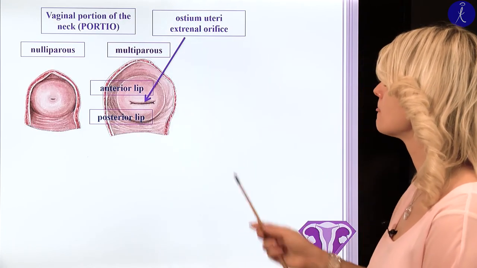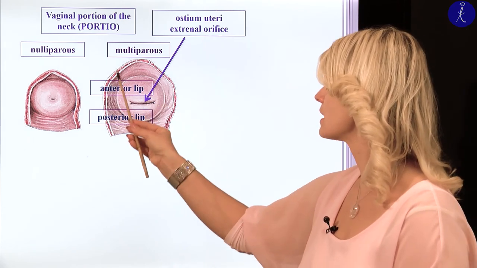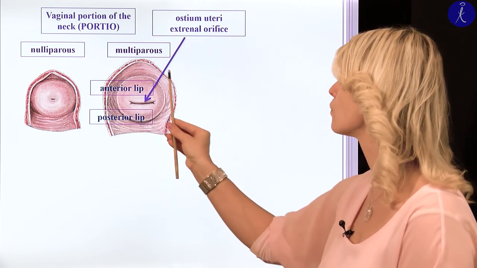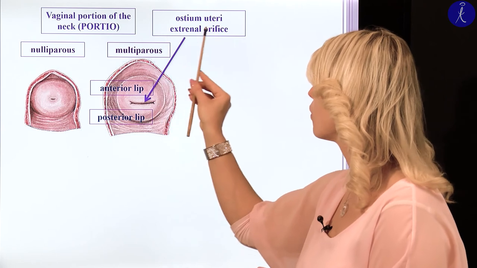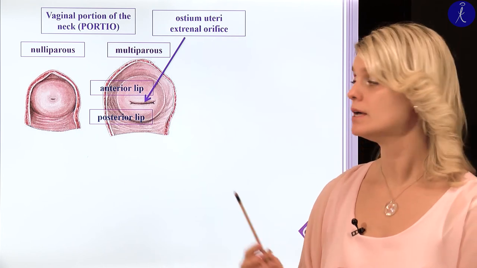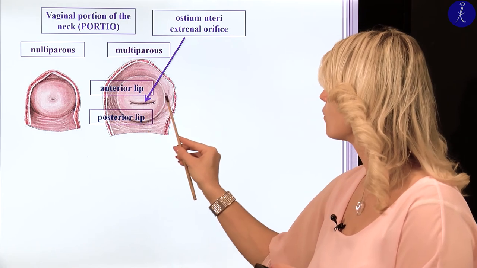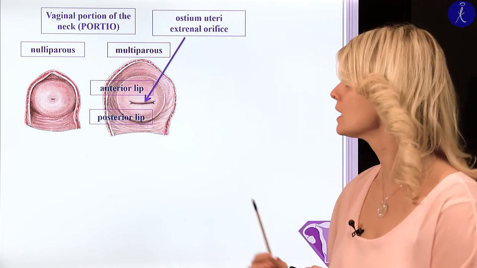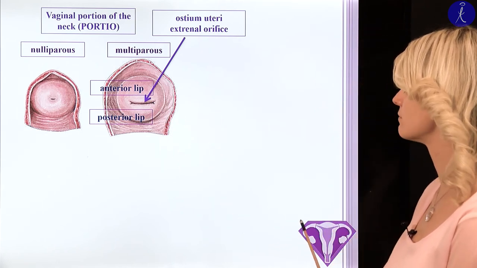And finally, the last part of the uterus is the cervix. That part of the cervix which is located within the cavity of the vagina is called the portio vaginalis. If we look at the external orifice, you see differences in shape. This one we see if there has been no earlier pregnancy, and the orifice will be enlarged if there has been an earlier delivery. We can talk about the anterior lip and posterior lip of the cervix.